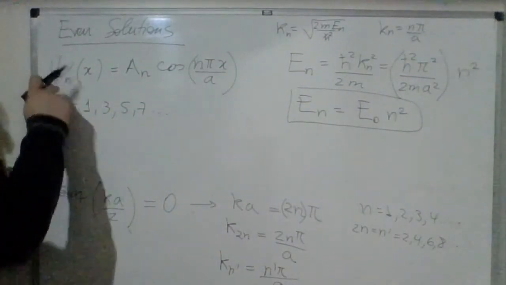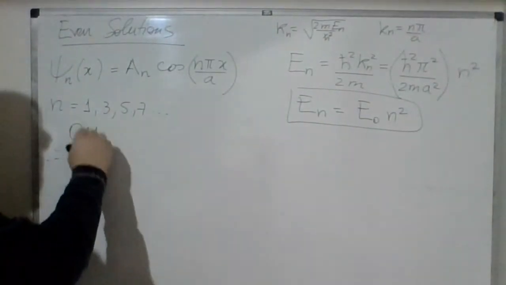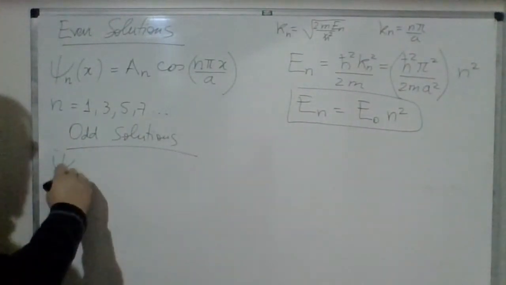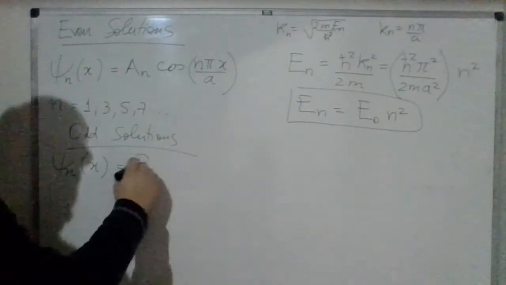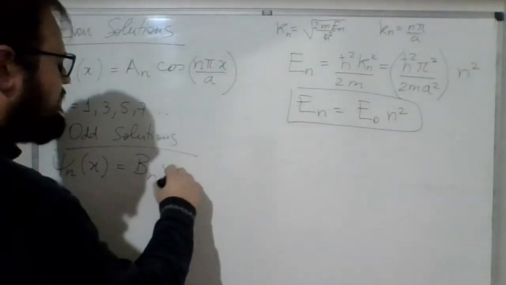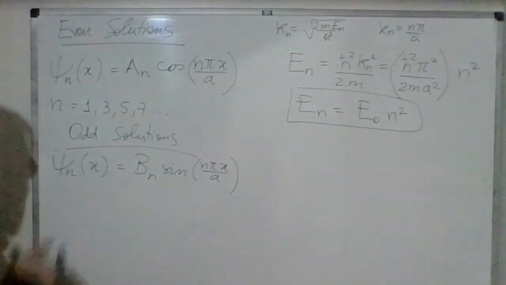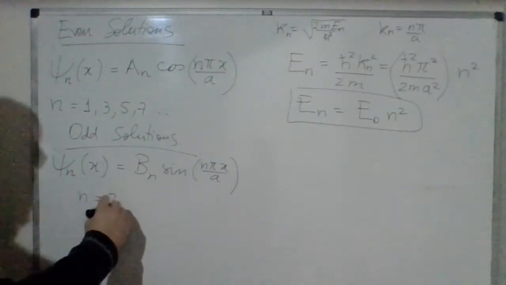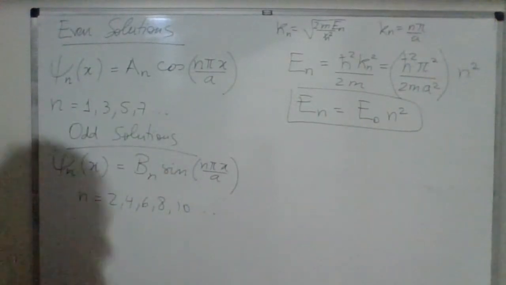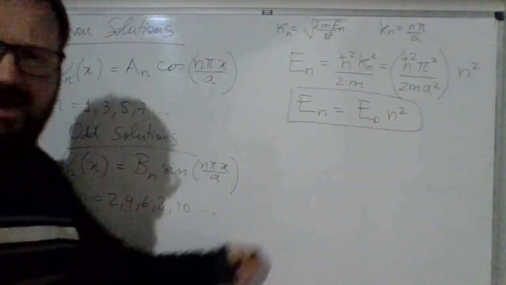So these are the even solutions, and the odd solutions are the following: some Bn constants, which must be calculated from normalization, times sine of n pi x over a. These are the solutions. And these n are 2, 4, 6, 8, 10, even n values. All right, so this is it for a potential well, for a square well in this case.